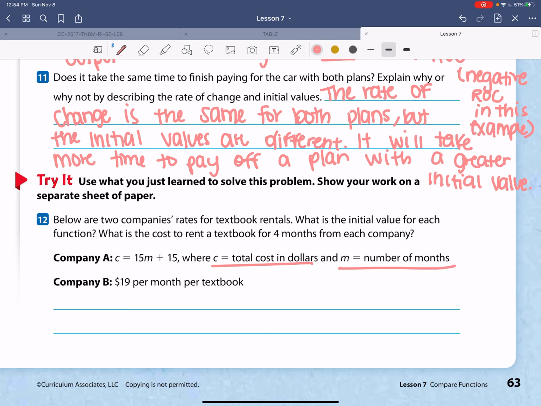So you can see since M is the number of months, that means that $15, since it's sitting by itself, is going to be the initial value. No matter what, you're going to have to pay them $15 to rent books from them. And you're also going to have to pay them $15 a month for that book. So $15 is the rate of change.